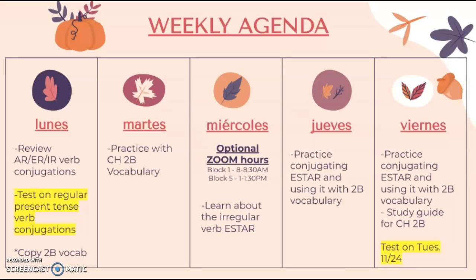Keep in mind on Wednesday I have optional Zoom hours. They are from 8 to 8:30 for Block 1 and from 1 to 1:30 for Block 5. On Thursday we are going to practice conjugating the verb estar as well as using it with Chapter 2B vocabulary. And then on Friday we are going to continue practicing the vocab and estar, and you will also receive your study guide for Chapter 2B.